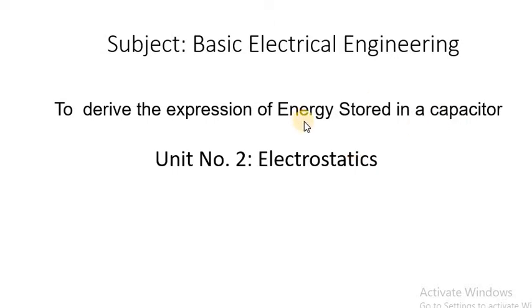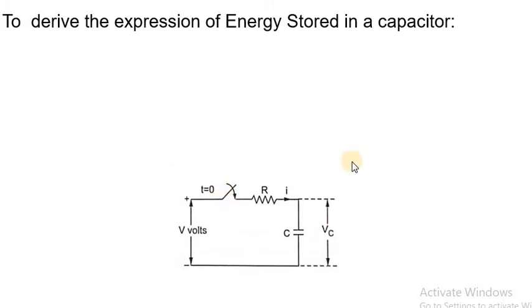So, to derive the expression of energy stored in a capacitor, first of all we will see the circuit in which a capacitor is connected in series with the resistance R, and this RC series circuit is connected to the supply voltage V. Now this supply voltage V is required because it is going to supply the energy to this capacitor C to charge this capacitor.